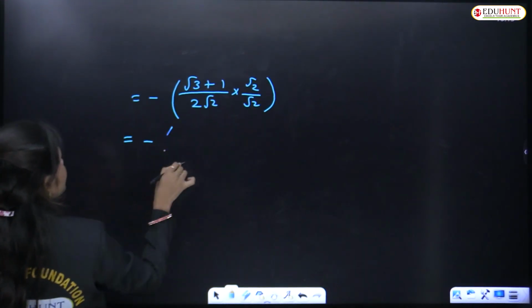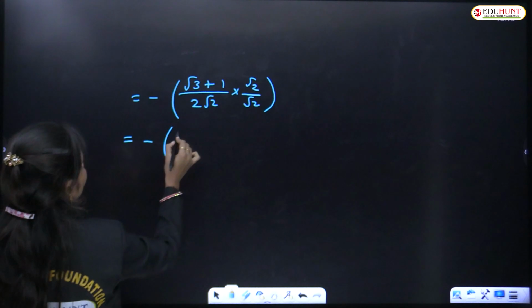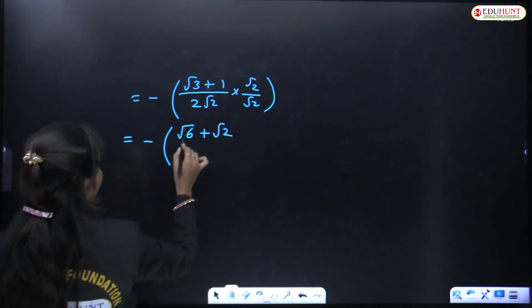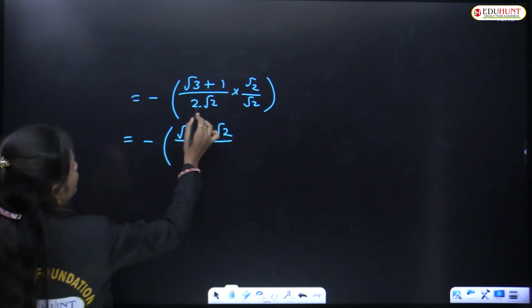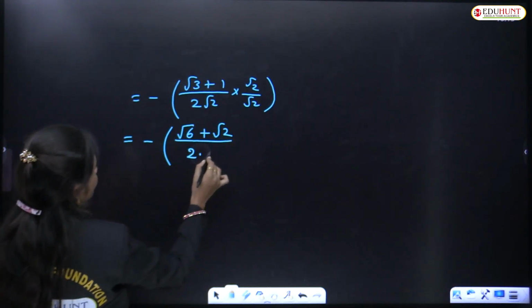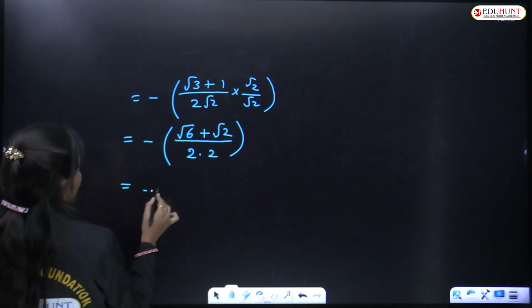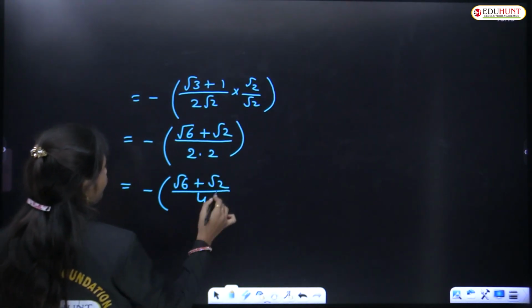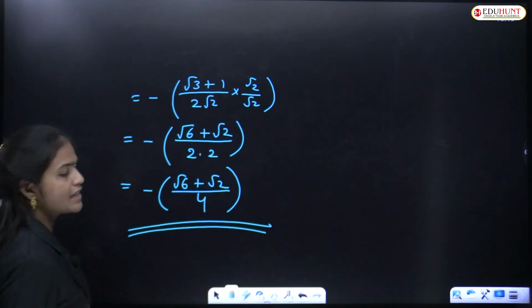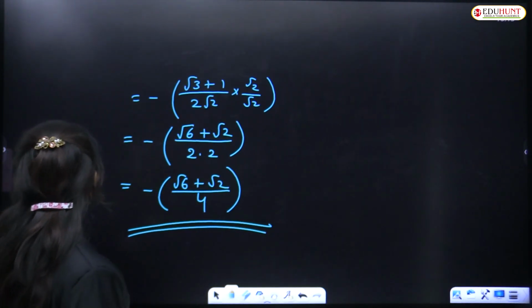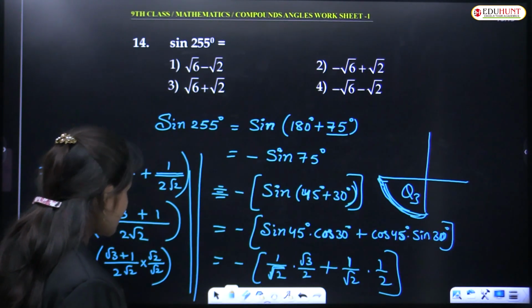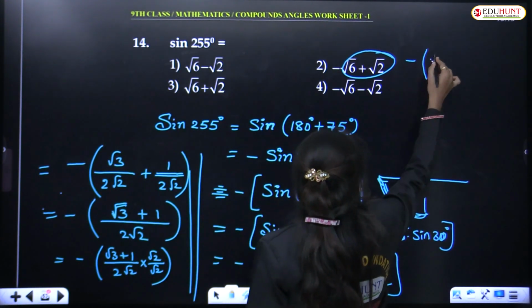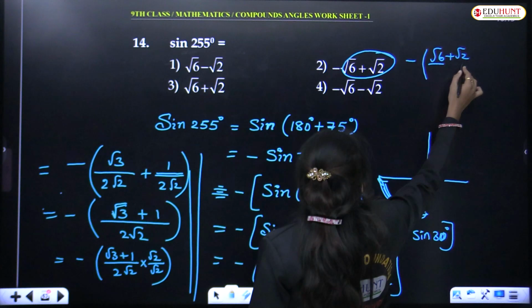Here, minus root 3 into root 2 is root 6, plus 1 into root 2 is root 2, whole by 2 root 2 into root 2, which is 2 into 2. So this is equal to minus of root 6 plus root 2, whole by 4. So this is the answer, but the options they have given are wrong. So you can change any one of the options. Here, minus of root 6 plus root 2 whole by 4.